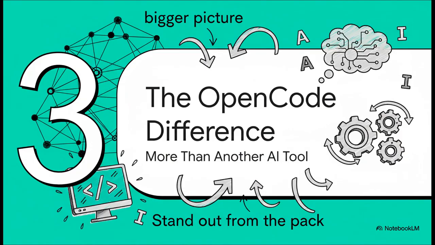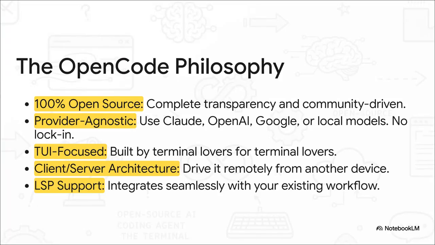So, we know what it is and we know how it works. But let's be real, we're in a world that is flooded with AI tools. So what really, truly makes OpenCode different? This slide really gets to the heart of the project's philosophy. First off, being provider agnostic is huge. It means you are not locked into OpenAI or Claude or Google. You can even use your own local models for complete privacy.